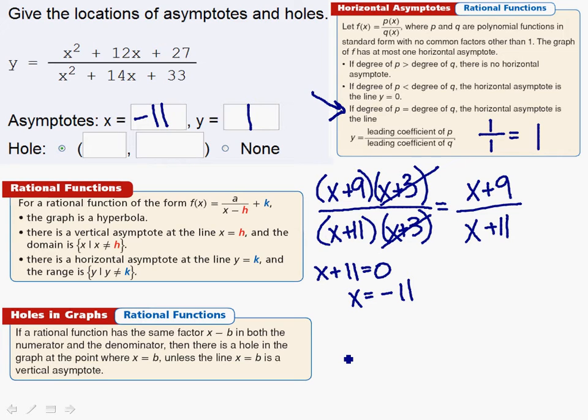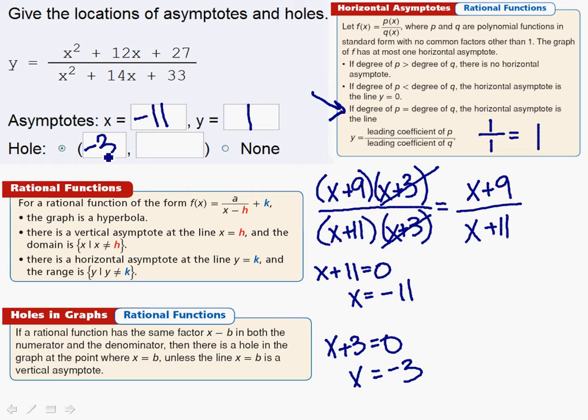Last, we need to identify if there are any holes. Because we did cancel out or divide out the same factor in the numerator as well as the denominator, if we set that factor equal to 0, then we will see where the x value is of our hole. So the x value for our hole is at negative 3.